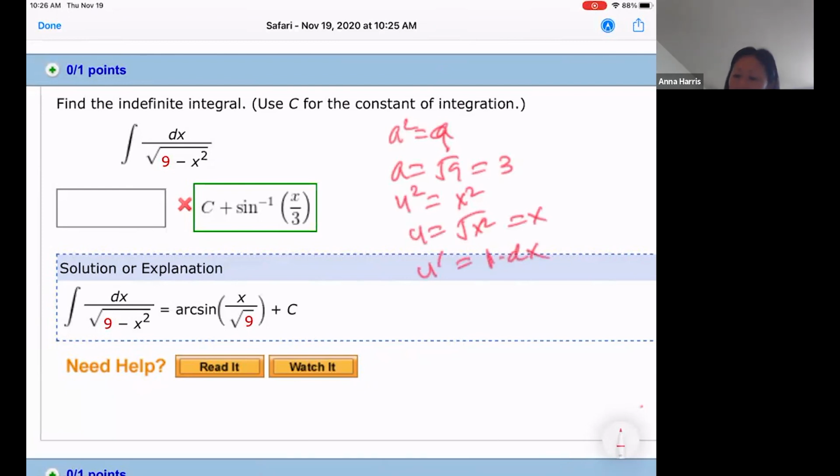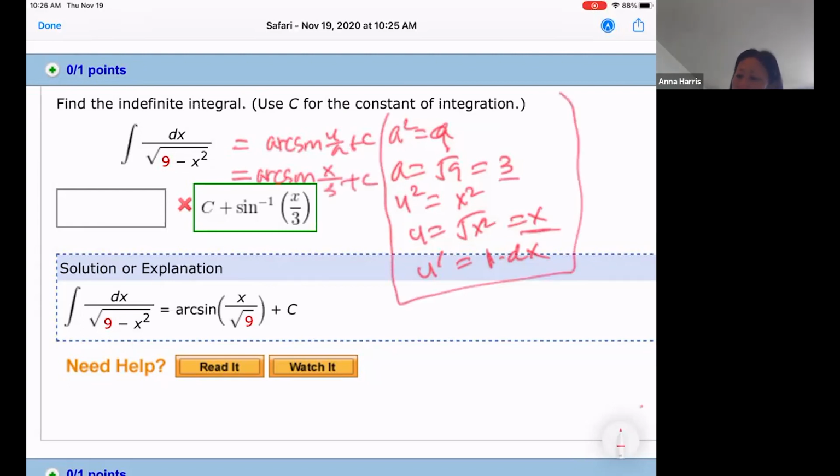Then you just plug into your formula. Since it's arc sine, it's going to be what? Arc sine u over a plus c. So arc sine u is x over 3 plus c, and you're done. So make sure you do this part right here. This is how you can do your problem right and put it into your formula.